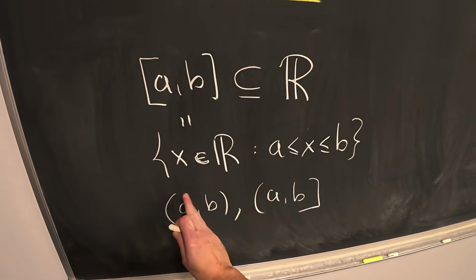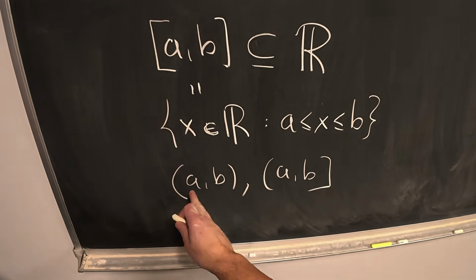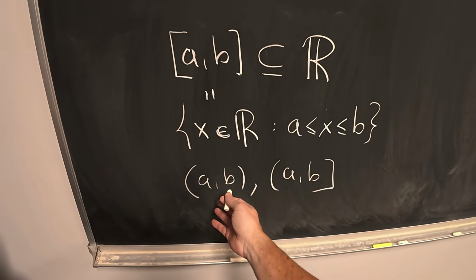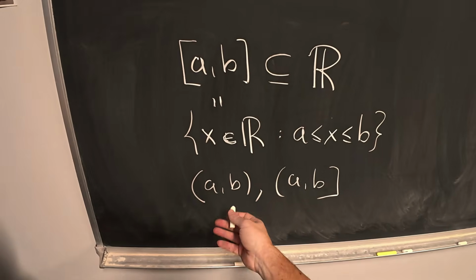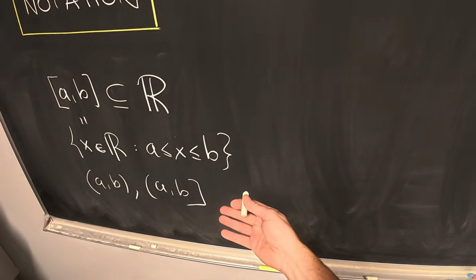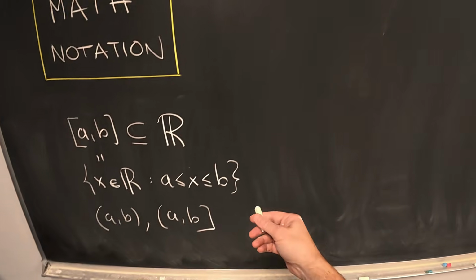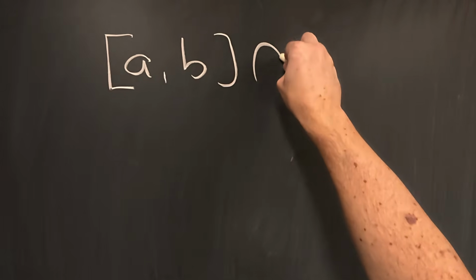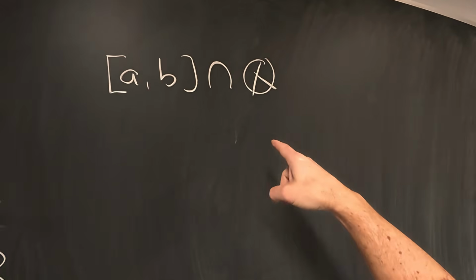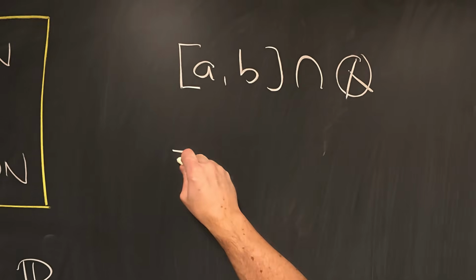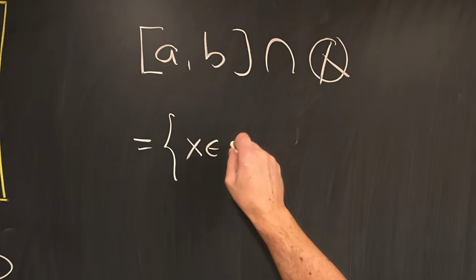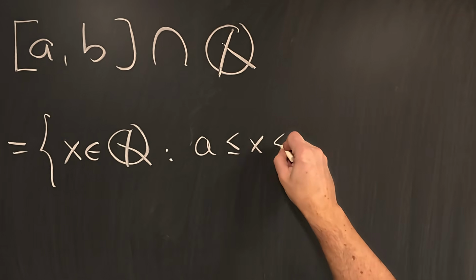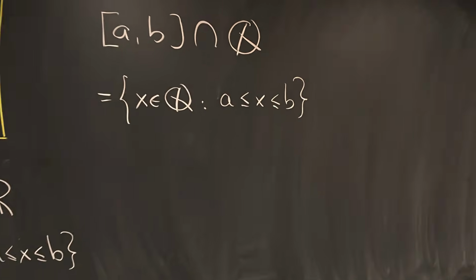Now, you have to be careful that this is not confused with an ordered pair, but that should come from context if they're telling you that this is an interval instead of just a pair a, b. And you can also talk about intervals of rational numbers. So if I do, for example, (a, b) intersect with the rational numbers, then that means the set of rational numbers, this time, that are between a and b. All the rational numbers that are in that interval.